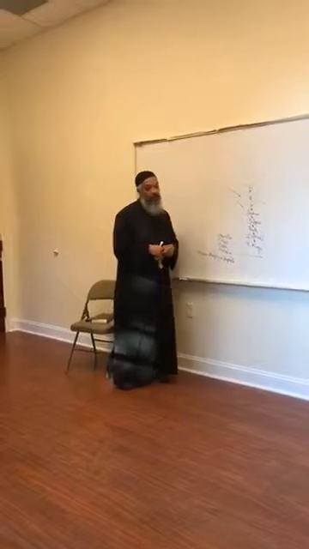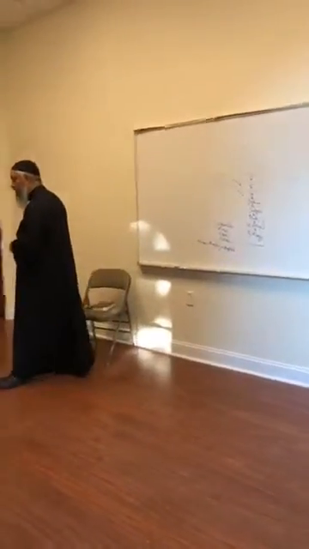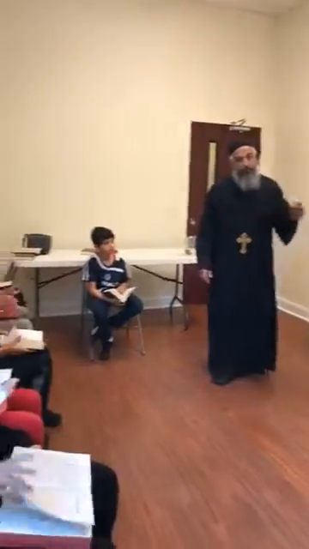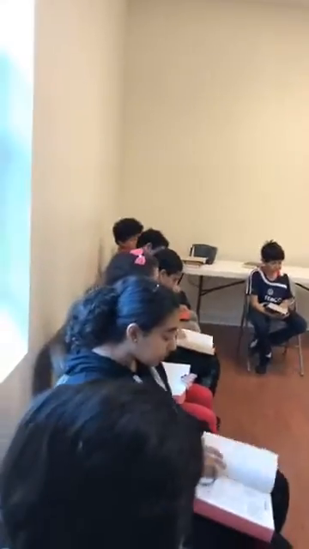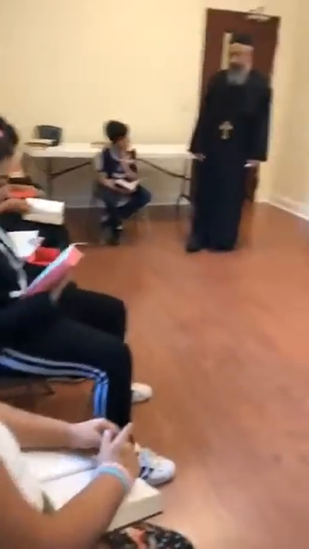Let's start with Genesis 1. And I want us to go in order. So one from the boys' side and one from the girls' side. You read 3 verses, and she will read 3 verses and go on, until we finish chapter 1.